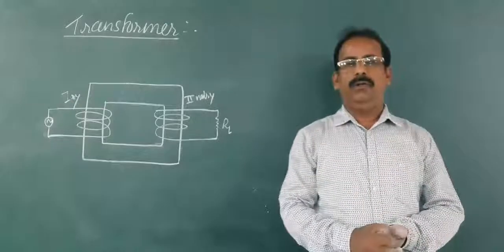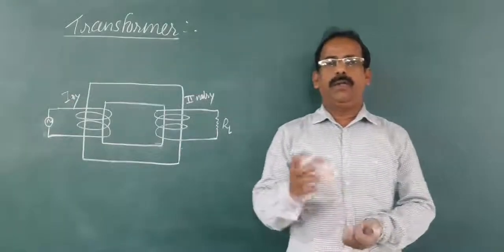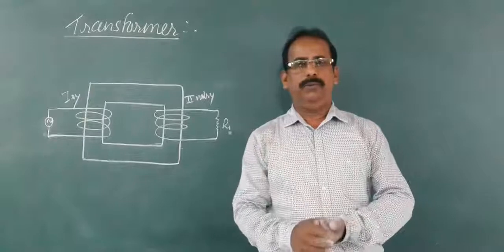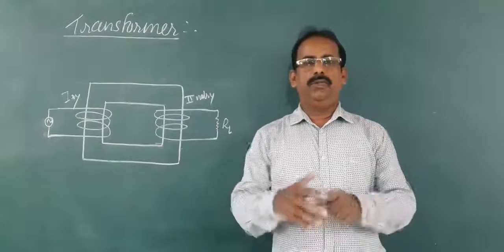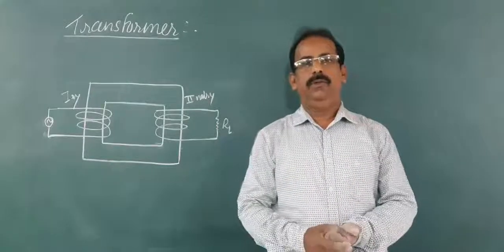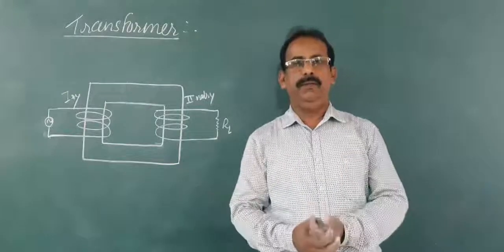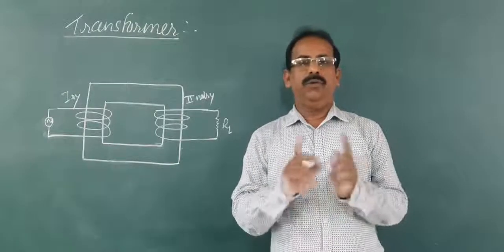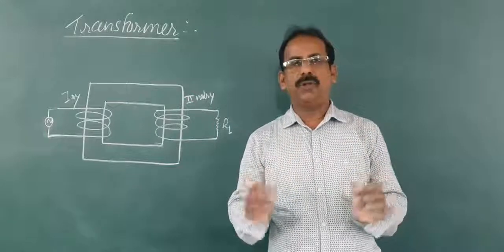Transformer consists of a rectangular soft iron core on which two coils made from copper material are wound, and these two coils are wound on two limbs of that core.